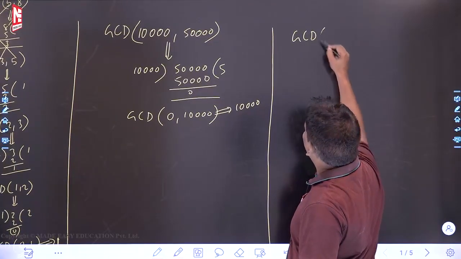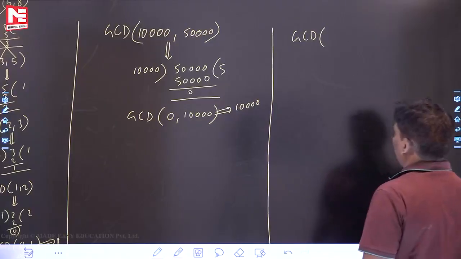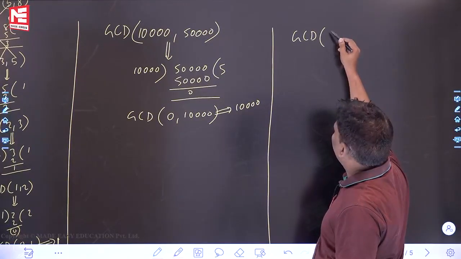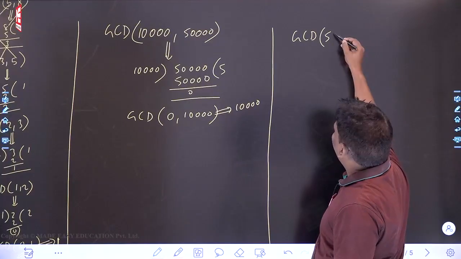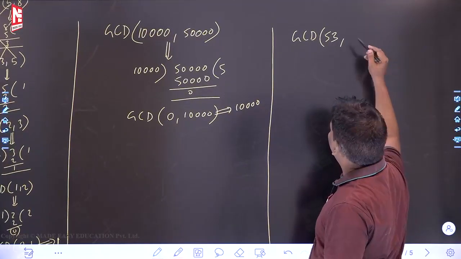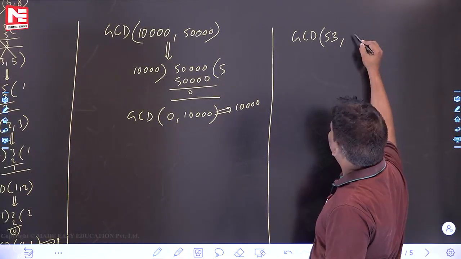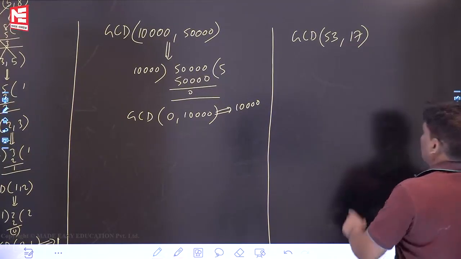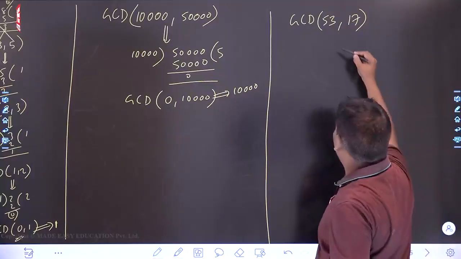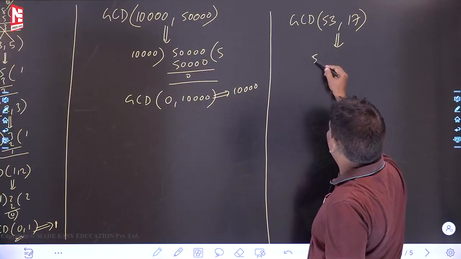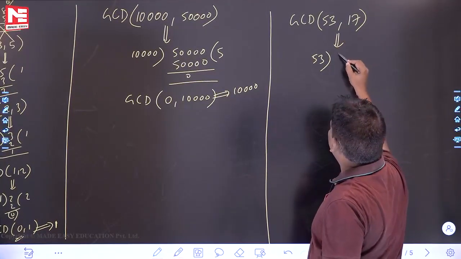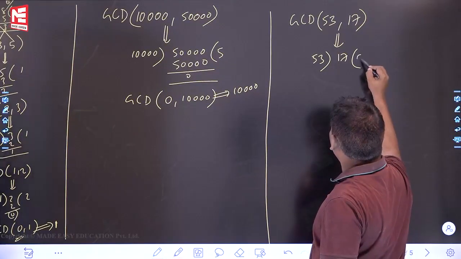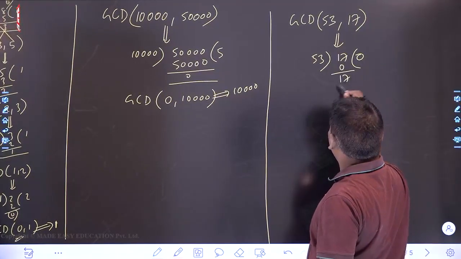Make sure that you also listen to this. GCD of 53 comma 17. Let's see this the same way. First one here, second one here. Will it go at least one time? No. 53 zeros, 0. Remainder 17.